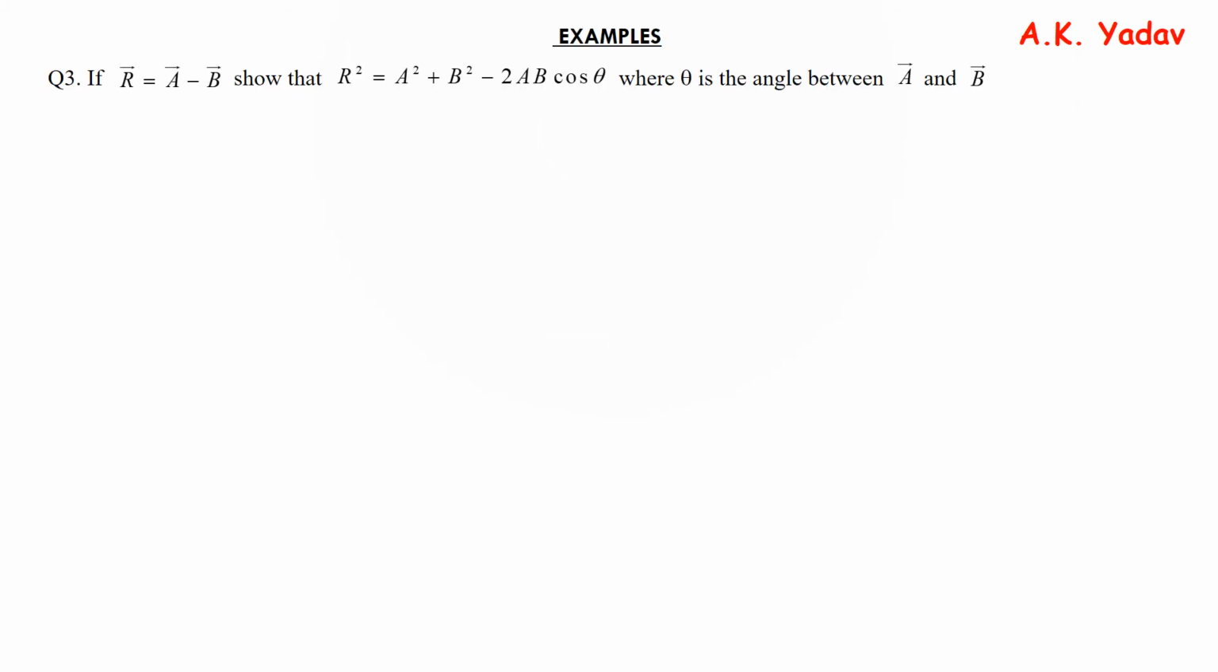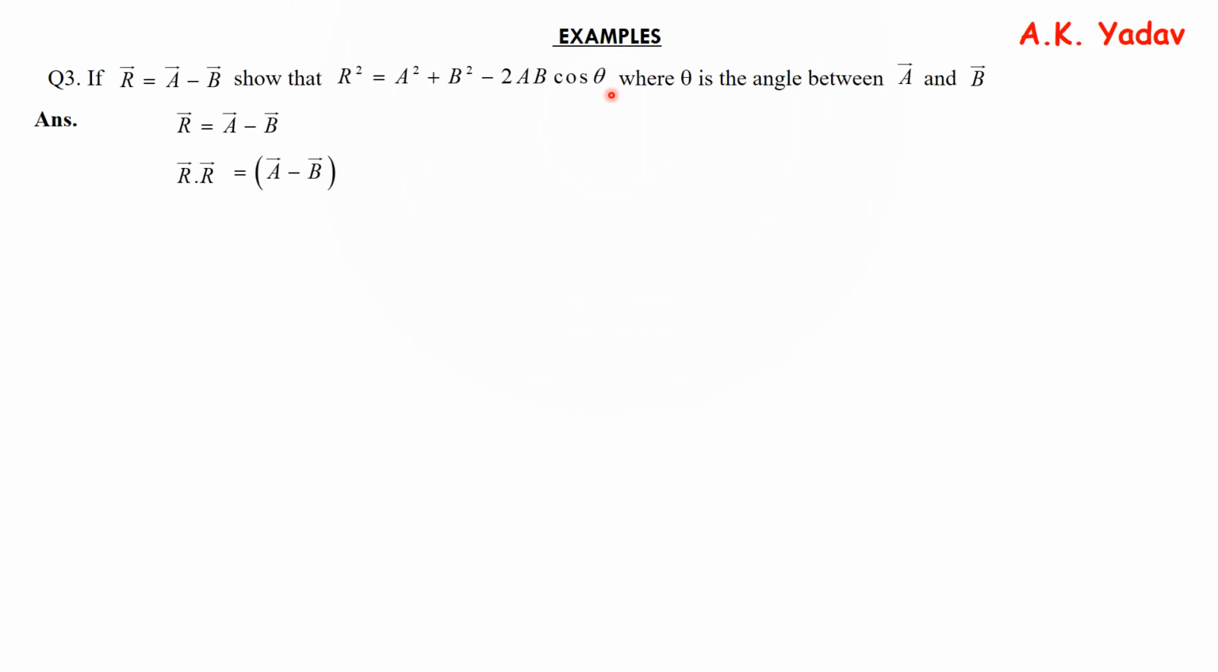Let us move to question number 3. If vector r is equal to a minus b, show that r square equal to a square plus b square minus 2ab cos theta, where theta is the angle between a and b. Now r is equal to a minus b.